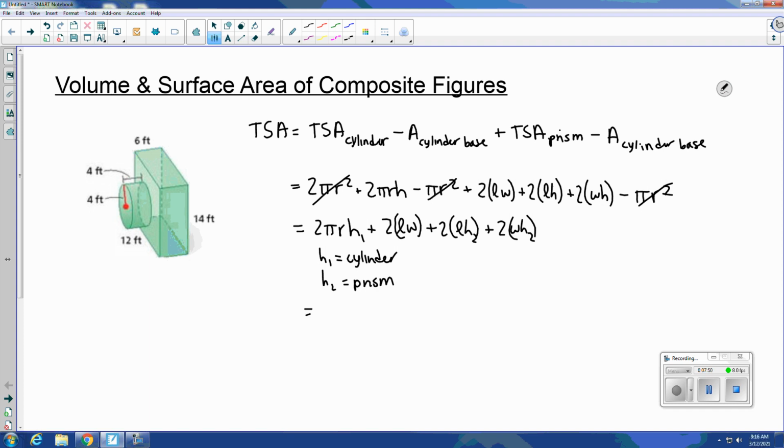So now let's just plug in the numbers. So we have 2 pi. The radius was 4. The height of the cylinder was 4 plus 2. What we denote as the length, width, and height for our prism doesn't ultimately matter. So let's just do 6 times 12 plus 2, and then we'll do 12 times 14, and then we'll do 2 plus 6 times 14.